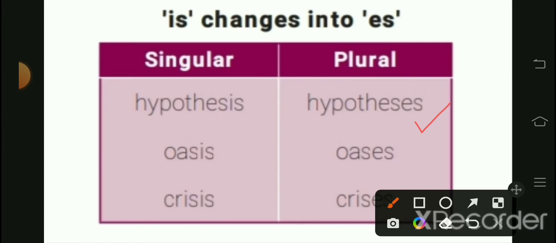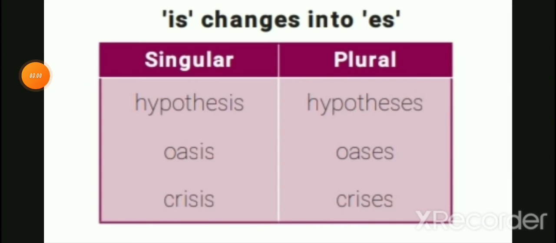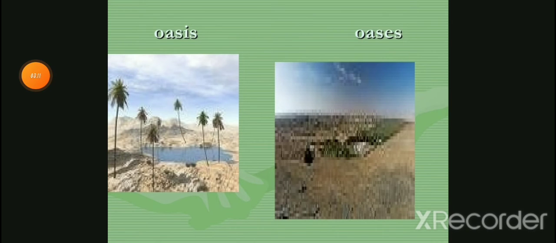And see the second example, that is oasis. We have to cut the last two letters, is, and we have to add es, that is oases. And see the third example, crisis. In that, the last two letters are is, and we have to cut it and add es, that is crises. See this image, this is an oasis, and the plural form for oasis is oases.